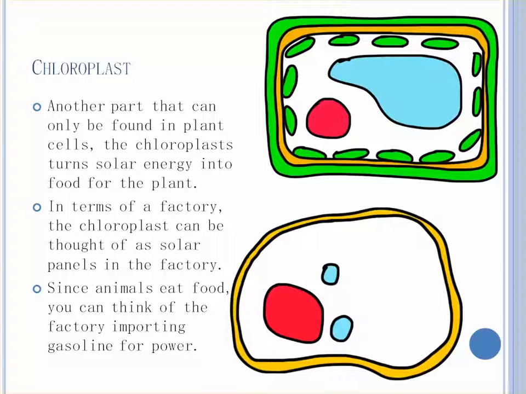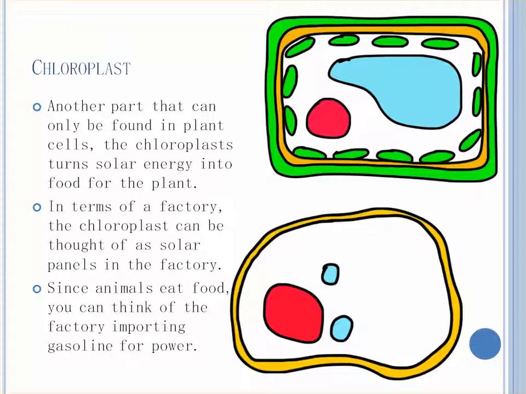So in terms of the factory again, you could think of the animal cell as ordering out to get food or bringing in gasoline for power for the factory, whereas the plant cell has solar panels that create energy for the factory.